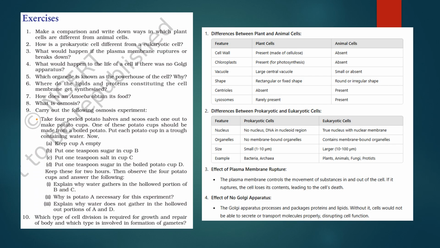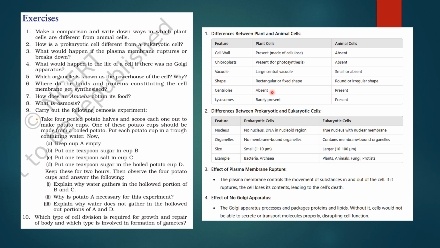So here comes the exercises. Let's see them one by one. First is we have to give the difference between a plant cell and an animal cell. So here's the answer. You can present it as a table. जैसे cell wall, chloroplast, okay, these are present in plant cells but absent in animal cells. ठीक है? Vacuole plant cells में large central vacuole होता है, animal cells में small होता है, absent ही होता है. Shape of plant cells is rectangular or fixed. Animal cells की shape round होती है या irregular. ठीक है?